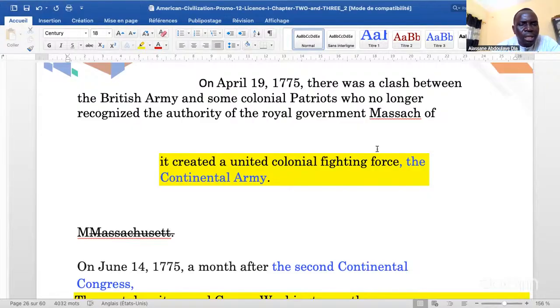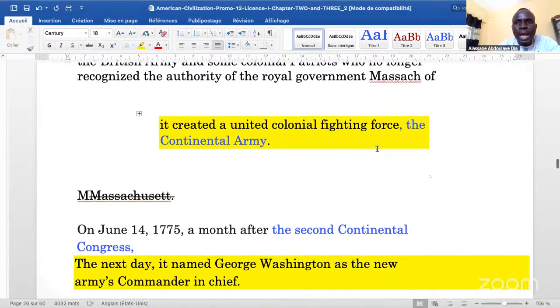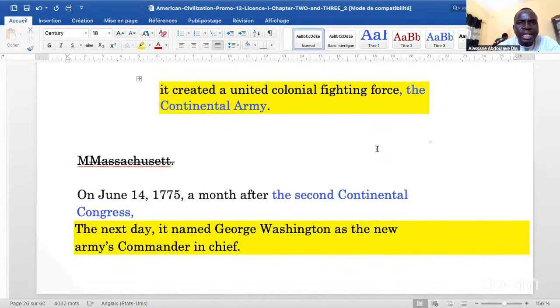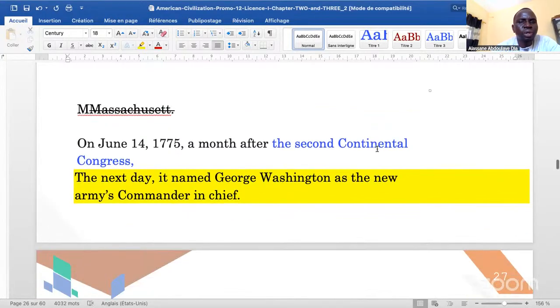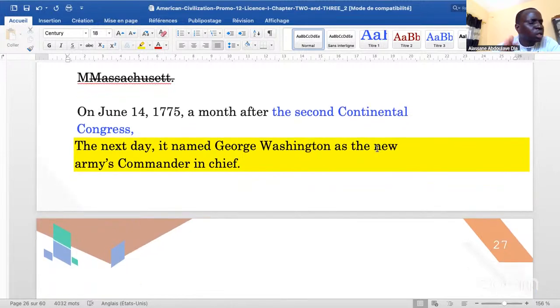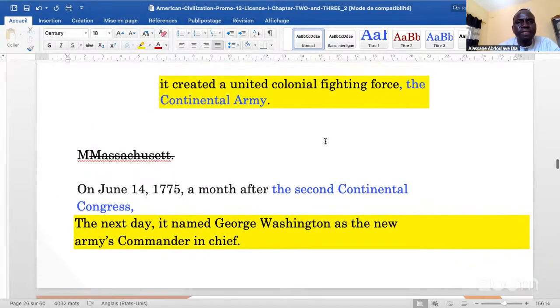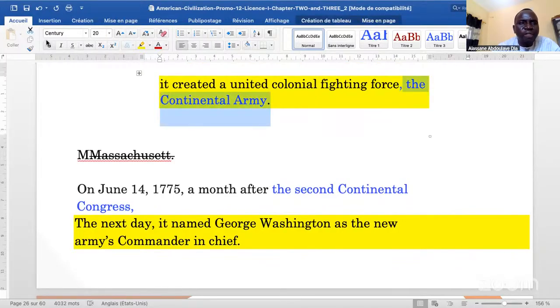Okay, what does it mean? In April 1775, a group of patriots, American patriots, wanted to challenge, to reject the authority of the British Army. So what happened? They united and they created a united colonial fighting force, the Continental Army. What does it mean? It means that during the Second Continental Congress, the colonies organized themselves and they created something very important. They united their forces. They created a colonial fighting force.